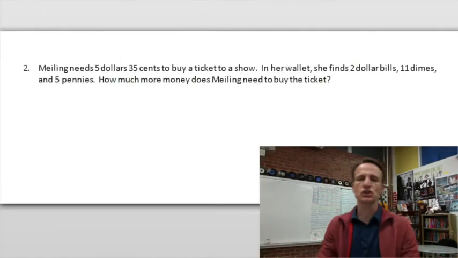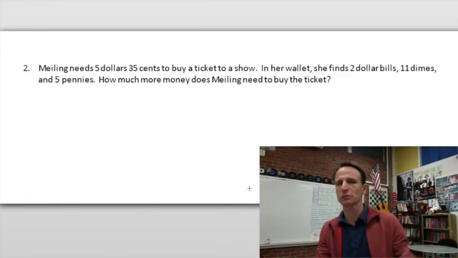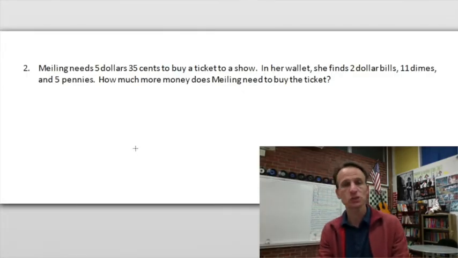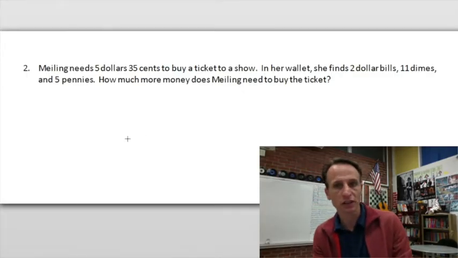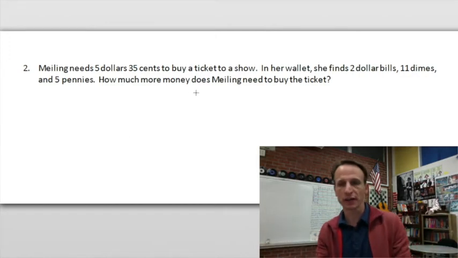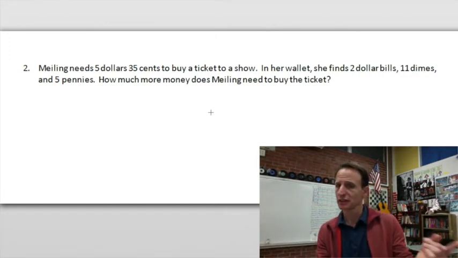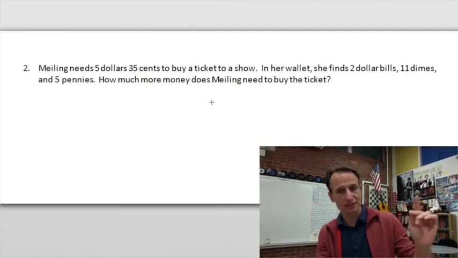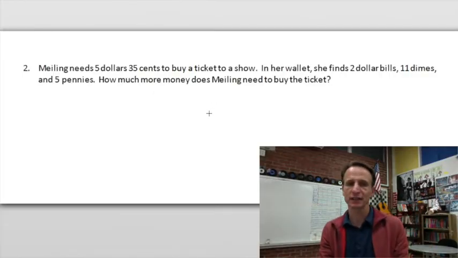And in number 2, we got more girls with money, but just one here. Mei Ling needs $5.35 to buy a ticket to a show. In her wallet, she finds, much to her surprise apparently, $2 bills, 11 dimes, and 5 pennies. How much more money does Mei Ling need to buy the ticket?